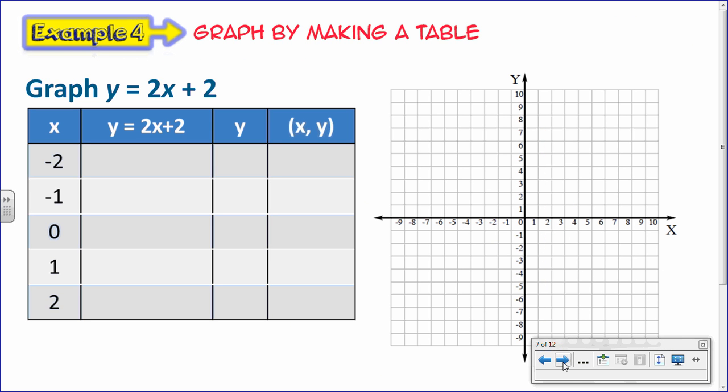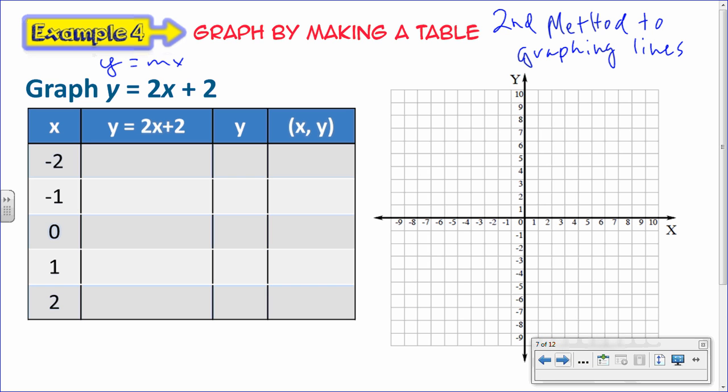Example 4, graph. I'm making a table. This is the second method to graphing lines. This one's pretty easy too. Now notice what form my equation is in. Which is? Slope-intercept form.